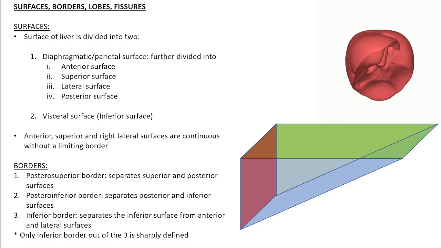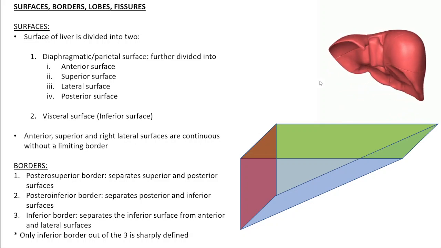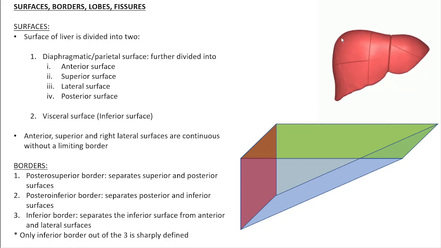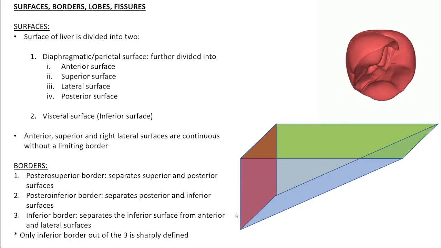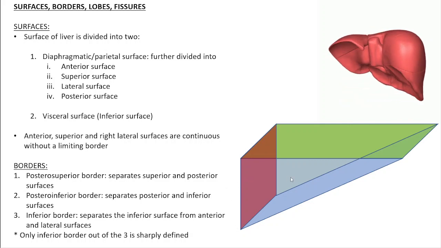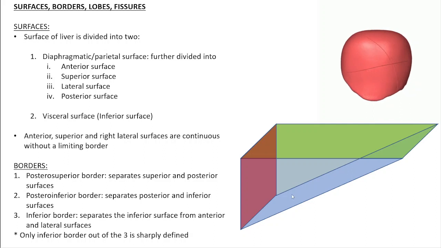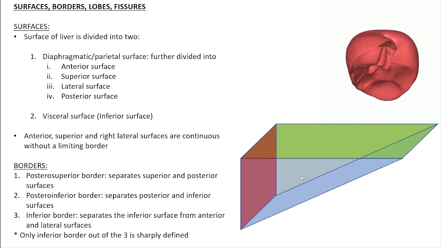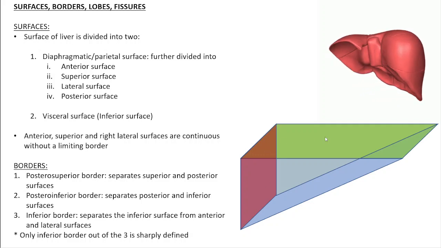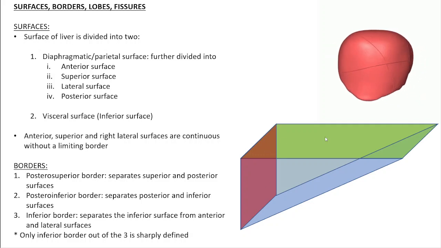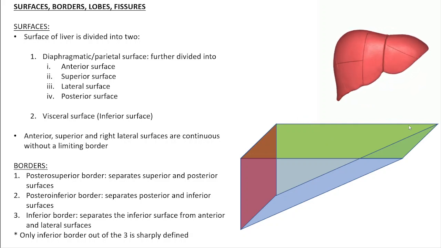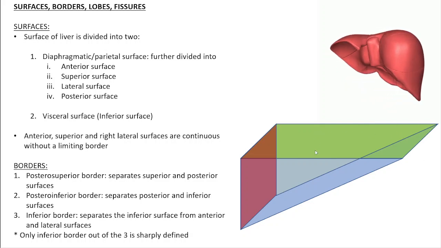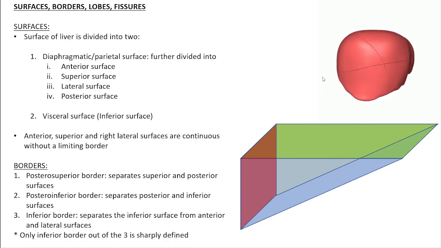And then we have the borders. Now, if you focus on this animation, this is the right lateral surface, this is the anterior surface. You can see that there is no sharp border between the right lateral and the anterior surface. Same goes for the border between anterior and superior surfaces. There is no sharp border here, right? So the anterior, right lateral, and the superior surfaces are more or less continuous with each other. This border, between the superior surface which faces upwards and the triangular posterior surface which faces backwards is comparatively prominent.